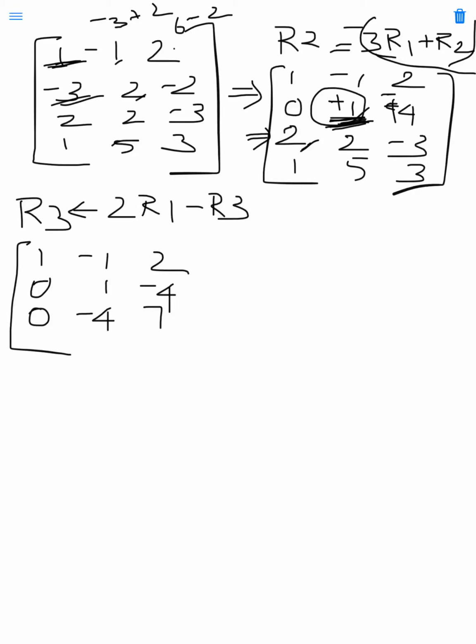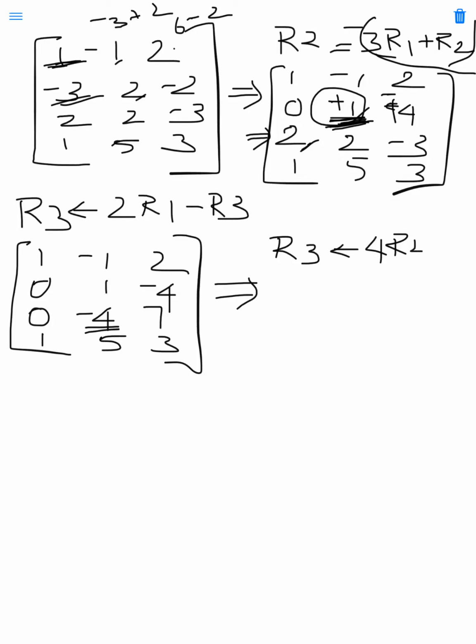Okay, then 153 will be written as such. Again, next what operation will be performed? You need to make this value as 0. So in order to make that value as 0, you can perform the operation R3 as 4 R2 plus R3. Okay, so 4 R2 plus R3. 4 R2, 4 minus 4 is 0.